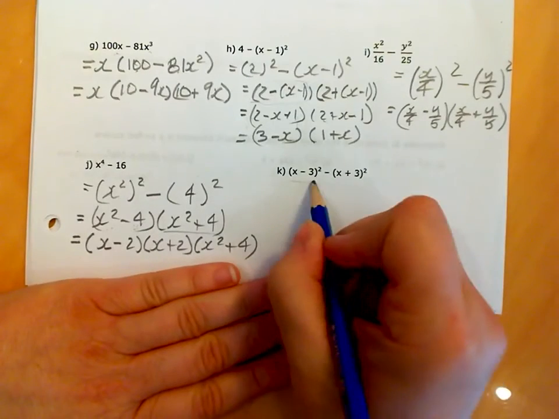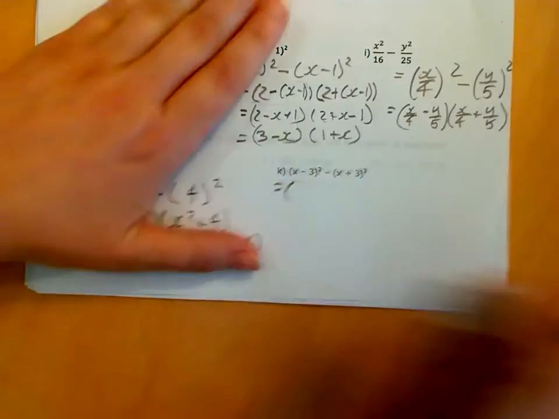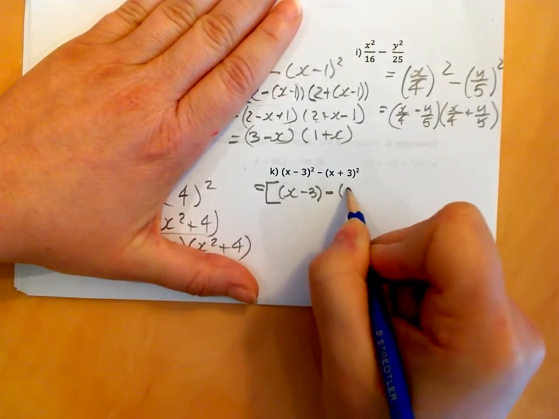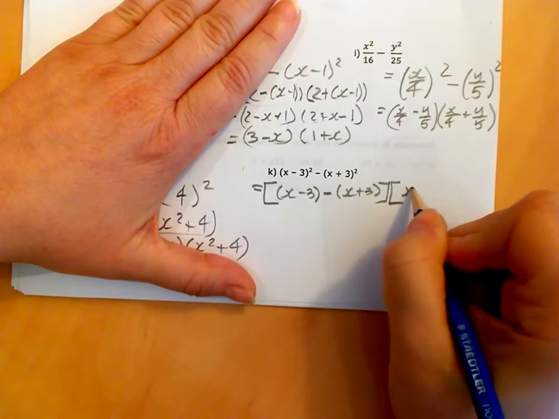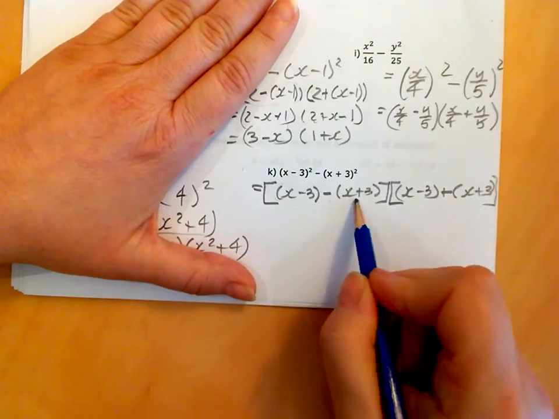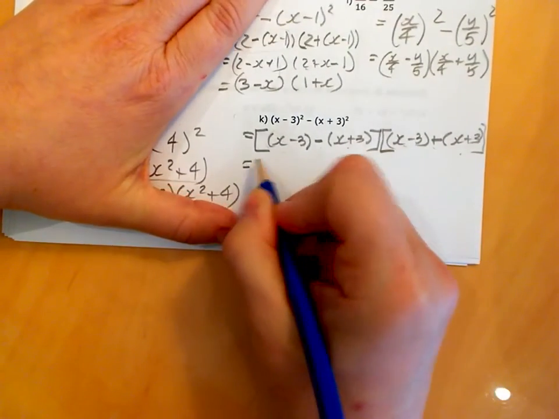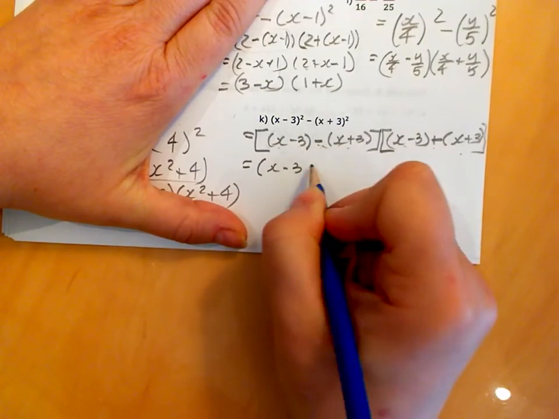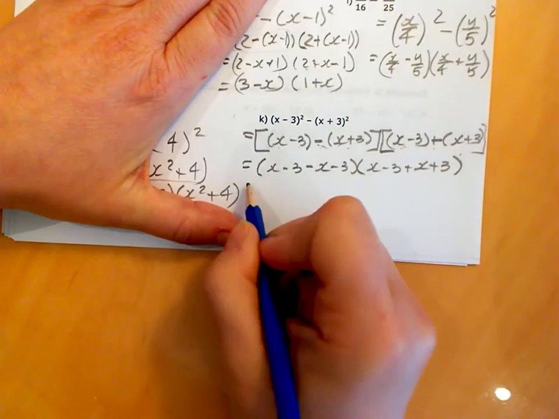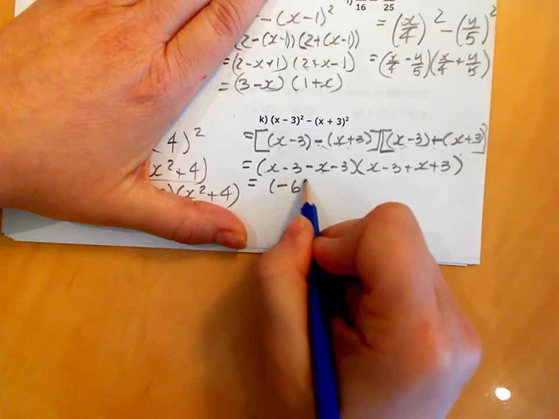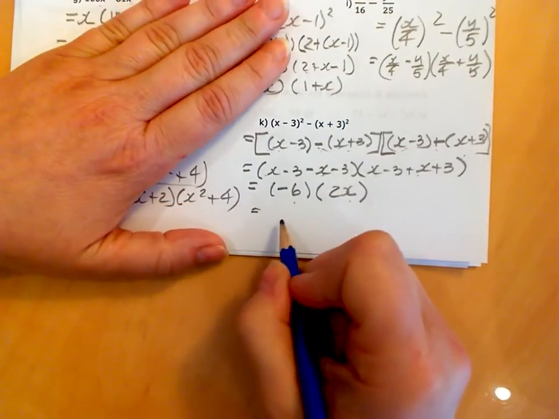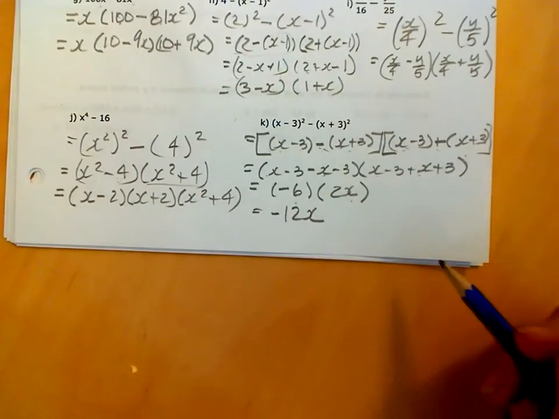Then let's take a look at this one. Here we have something squared minus something squared. So we have, I better use square brackets for this one. So we have x minus 3 minus x plus 3, and then we have x minus 3 plus x plus 3. Right? First minus the second, first plus the second. So now let's simplify. We have x minus 3 minus x minus 3 and x minus 3 plus x plus 3. So here the x's are gone and we have negative 6. And here we have 2x, and the 3's are gone. So negative 6 times 2x is negative 12x. Wow, all of that ended up just being that little term.